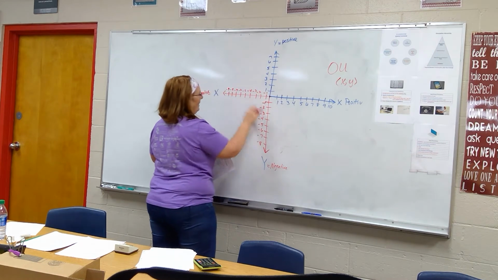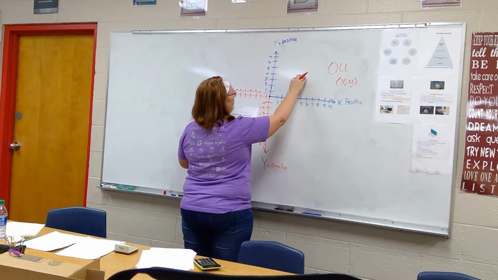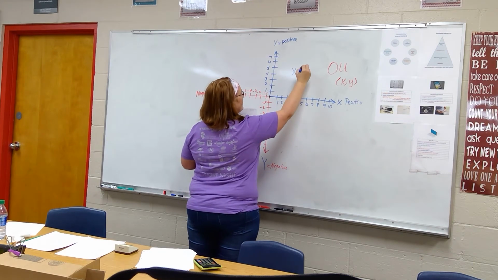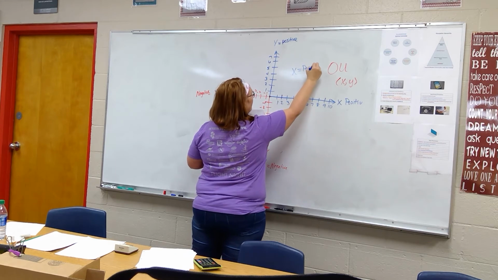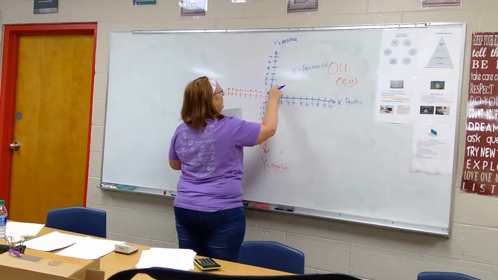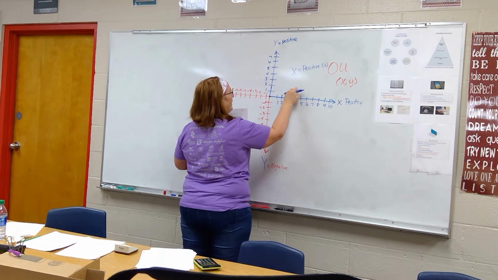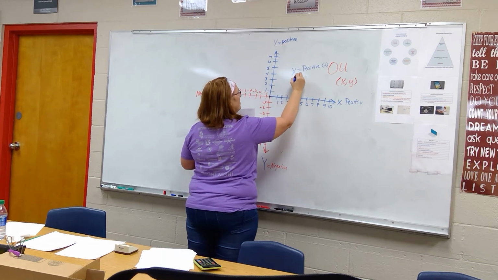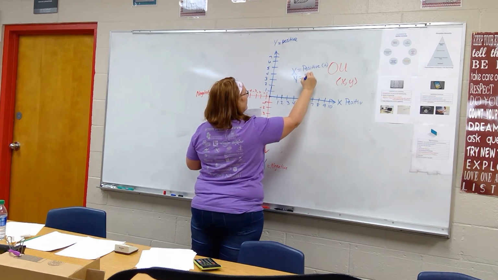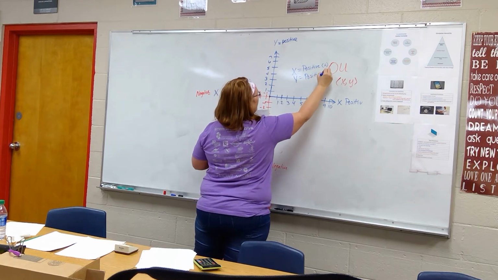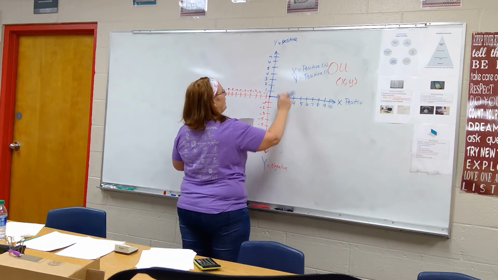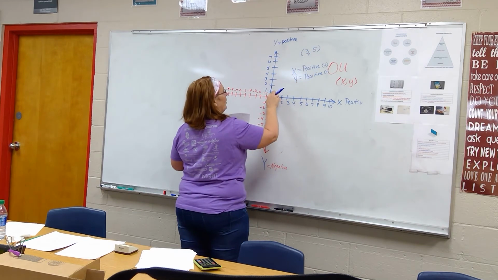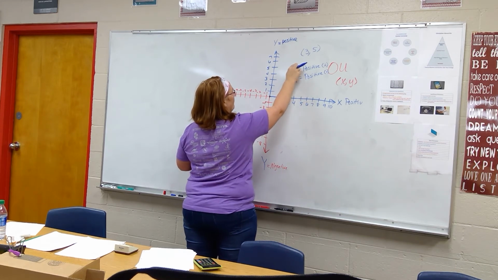Positive numbers, negative numbers. So if I'm over here, my x coordinates are going to be positives. Or I can put a plus. If I go over 3 and up to 5, my y's are positive. So if I have 3 for my x, y is 5, I know to go over 3, up 5.